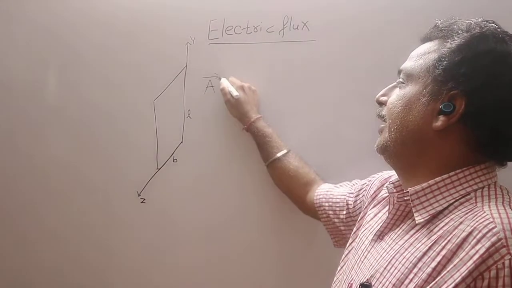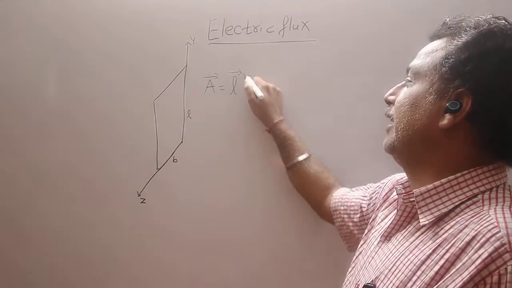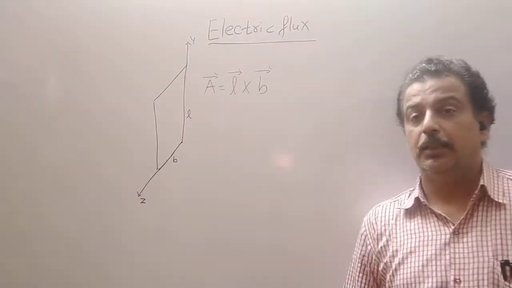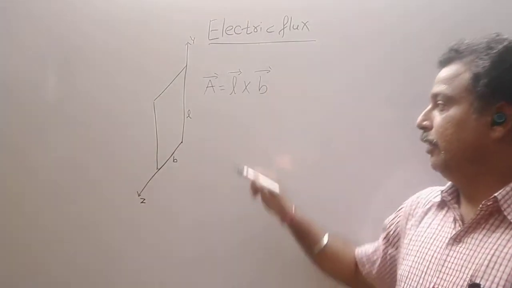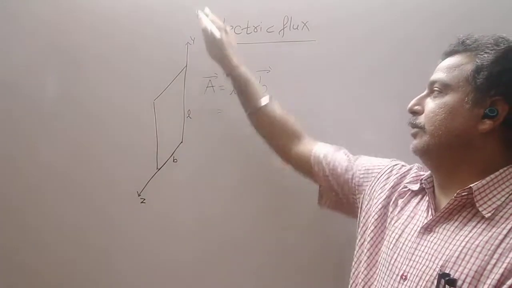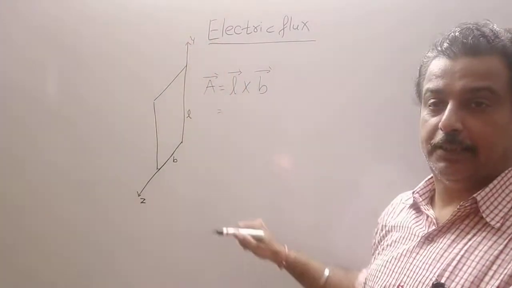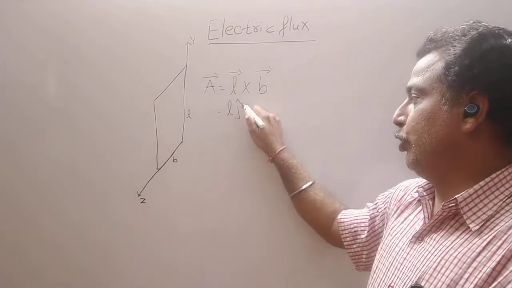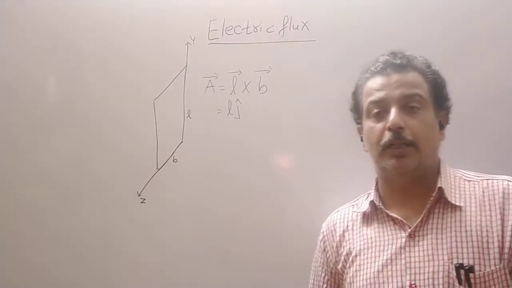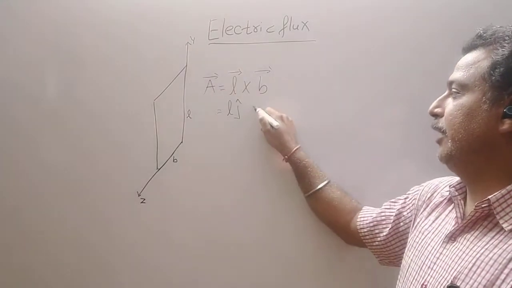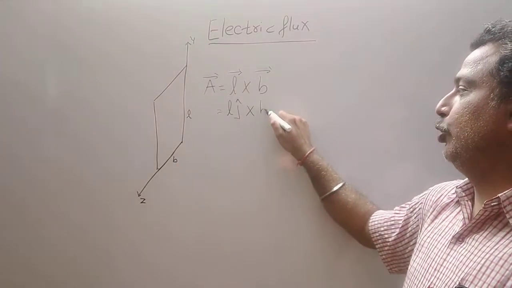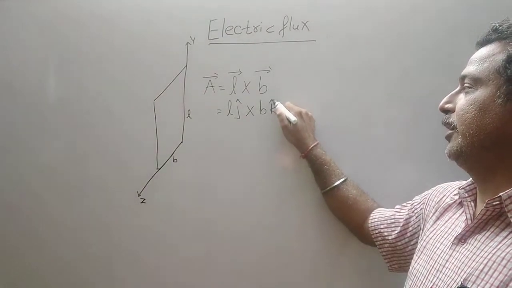Area vector A is written as L vector cross B vector. This is the cross, not a multiplication sign. Now if I see the diagram, the length is along the y-axis. So it can be written as length magnitude, and the direction is denoted by j cap. Similarly, the breadth is along the z-axis, so magnitude and the direction is k cap.